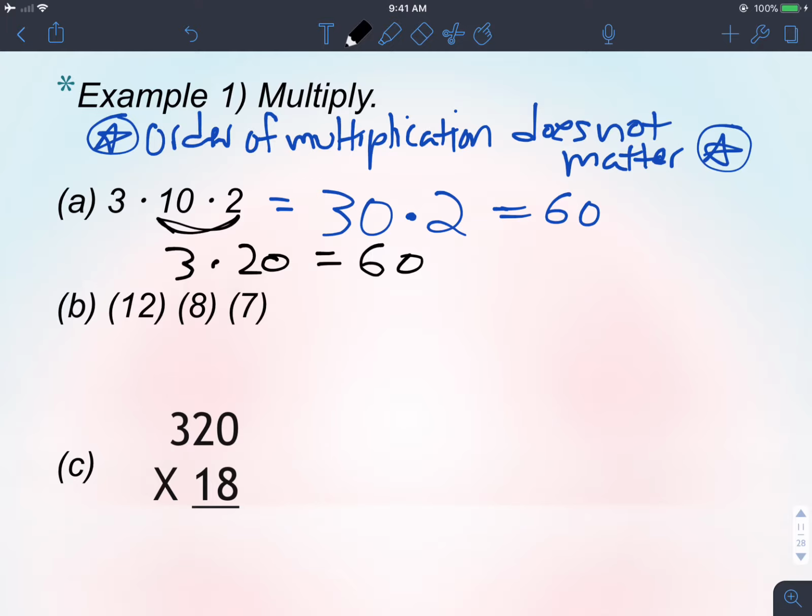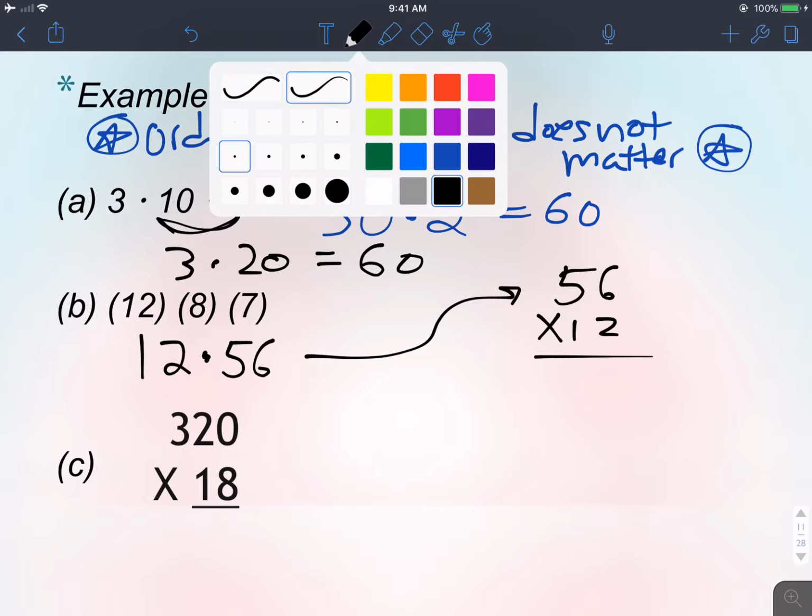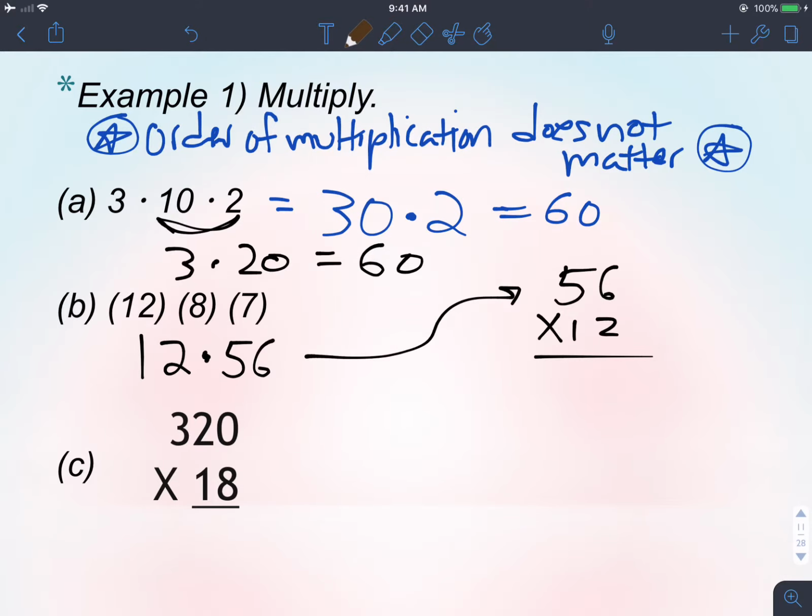Same thing with part B. I know 8 times 7. I don't know 12 times 8. So let's see. 12 times 56. And what I'm going to do is line that up now. Hopefully this kind of takes you back a little bit.